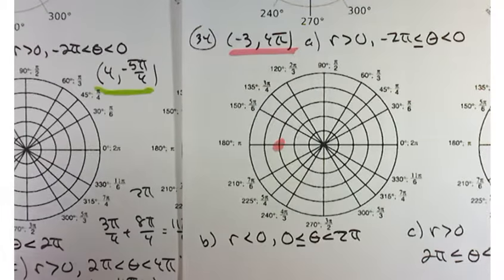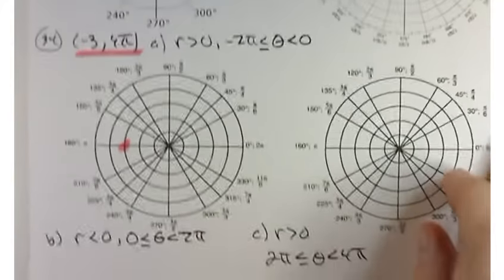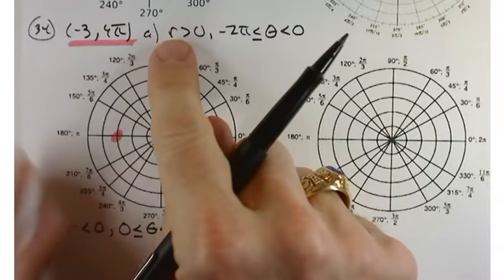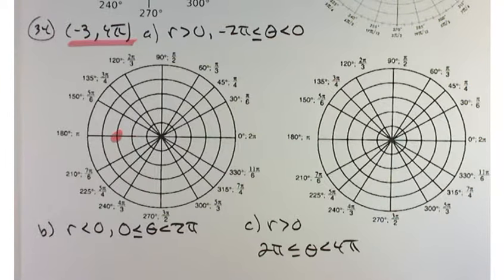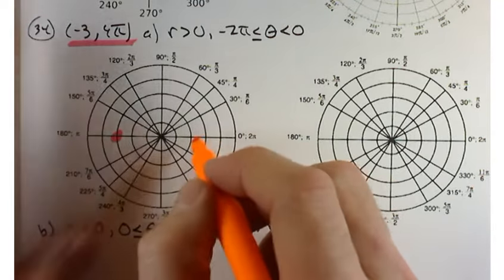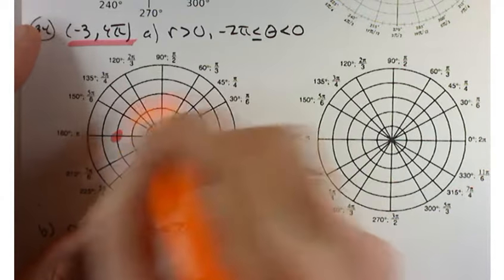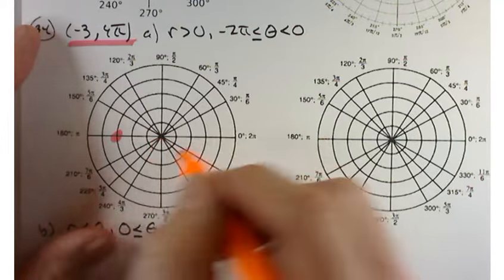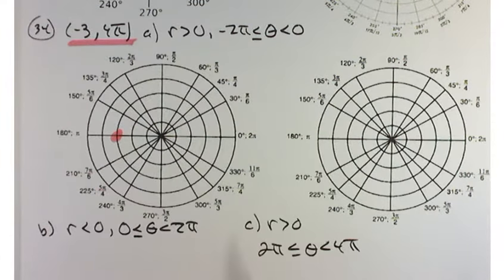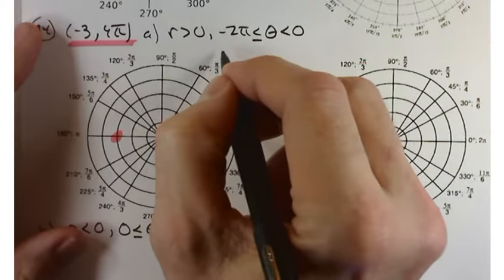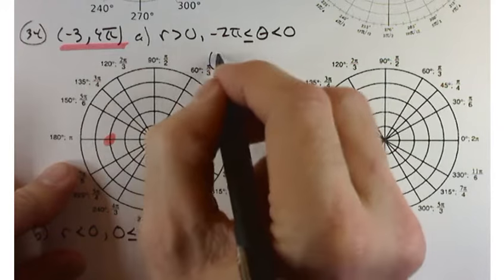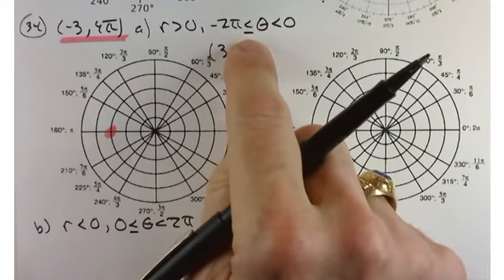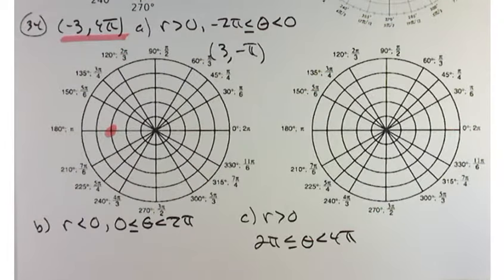Okay, so let's go through these. For the first one, for A, we want a positive radius and a negative angle. Now that negative angle, instead of getting to our point this way, in this direction, we have to go this direction. This angle in radians, halfway around the circle, is what? Pi. So if I want a positive radius, that radius has to be 3. And the negative angle would be negative 180, or better yet, negative pi, to satisfy this part. So there's part A.